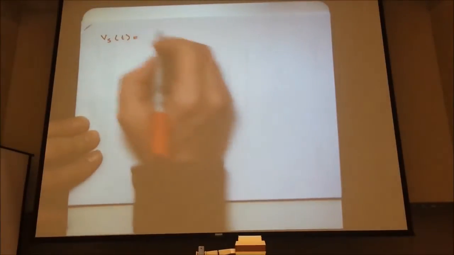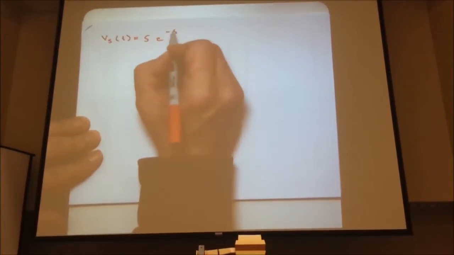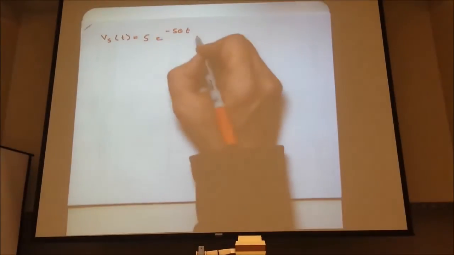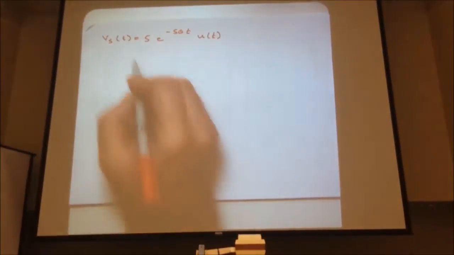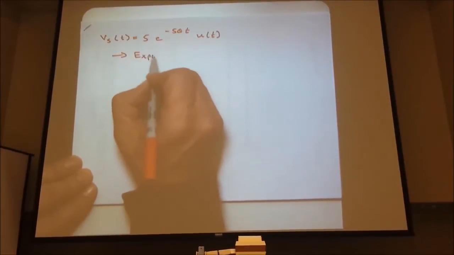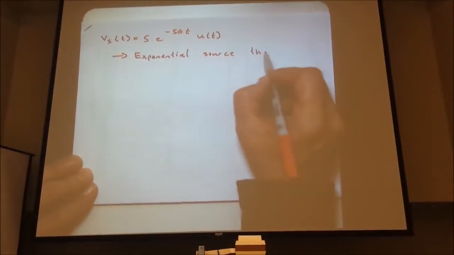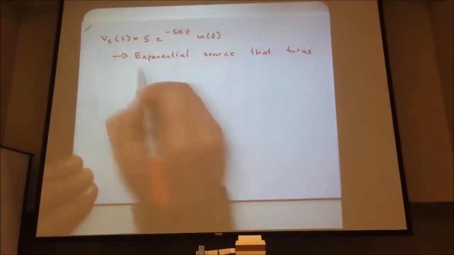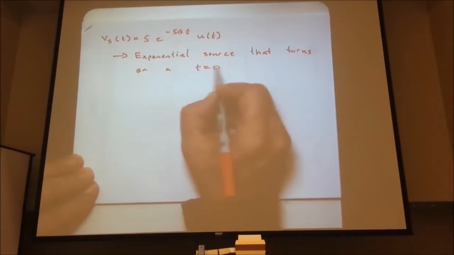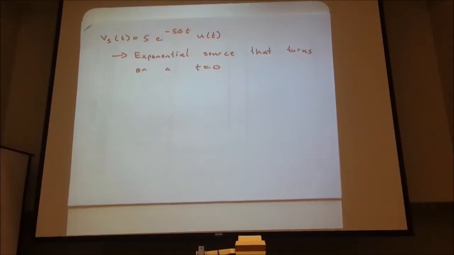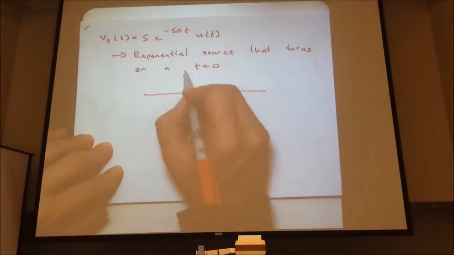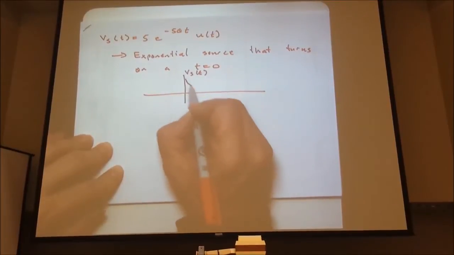Now what happens when we do get a more complex source? For example, the source of t equals 5e to the minus 50t, u of t. So this is an exponential source that turns on at t equals 0. And if we want, we can draw it out. The source of t looks something like this.